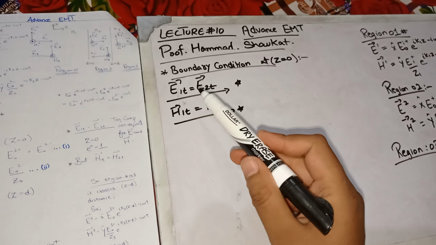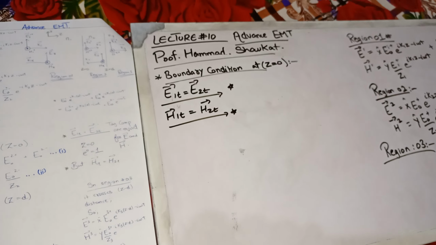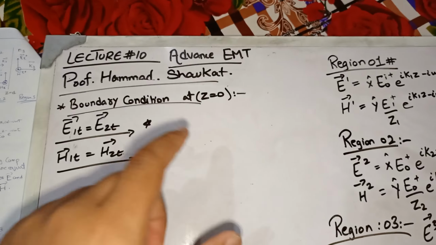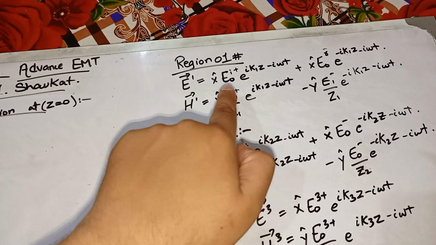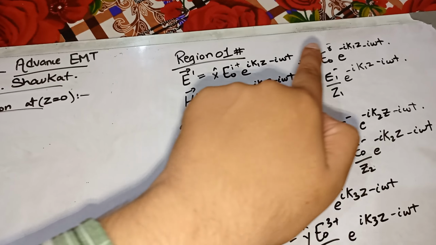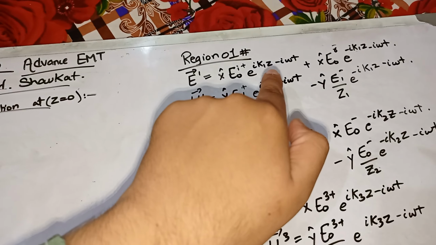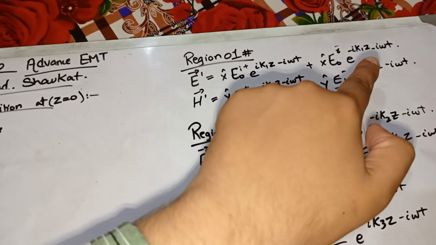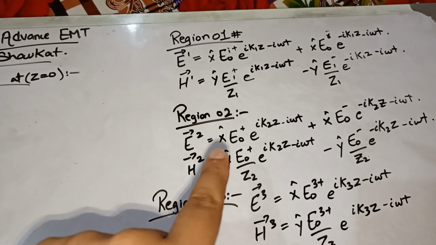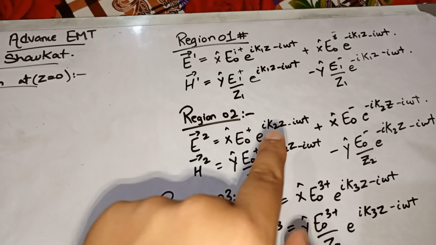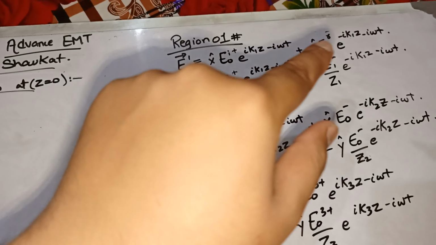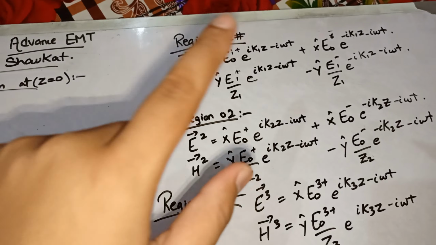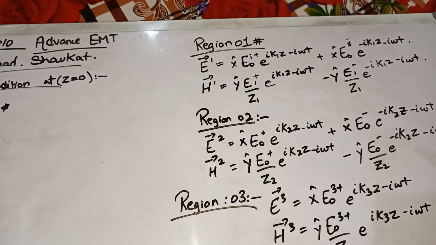So let's apply the first boundary condition in regions 1 and 2. What we have to do is only use z equals 0. So where is z? You can see in the case of the electric field here, e power iota k1z, here k1z. Similarly in region 2, e power iota k2z, and here minus iota k2z. So here are the z. What we have to do is only put 0 here.